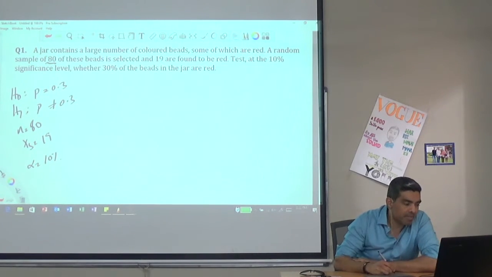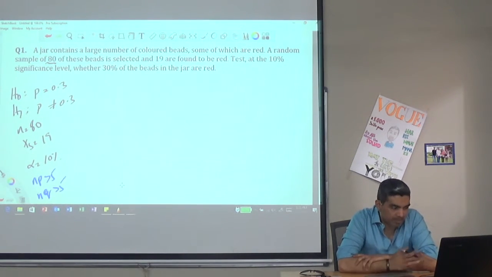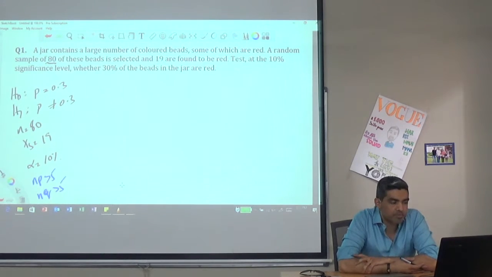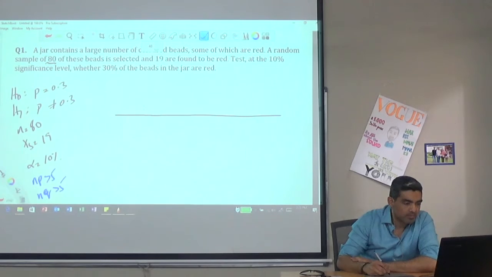Now because NP and NQ are both greater than 5, therefore, we will use the normal approximation here. P is 0.3. So 80 times 0.3 and 80 times 0.7, both are greater than 5. So we will be using a normal approximation. It's a two-tailed test.